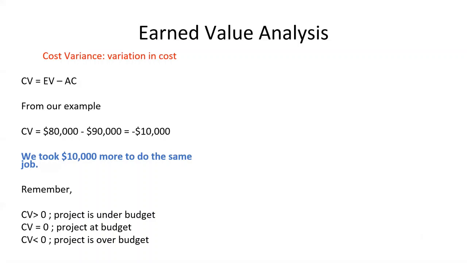A work that was supposed to be done for $80,000 instead took us $90,000. So you can fairly say that when CV is greater than 0, the project is under budget. When CV is positive, project is under budget. When CV is at 0, the project is at budget. And when CV is less than 0, project is over budget, which in this case, CV was less than 0, hence it was over budget.